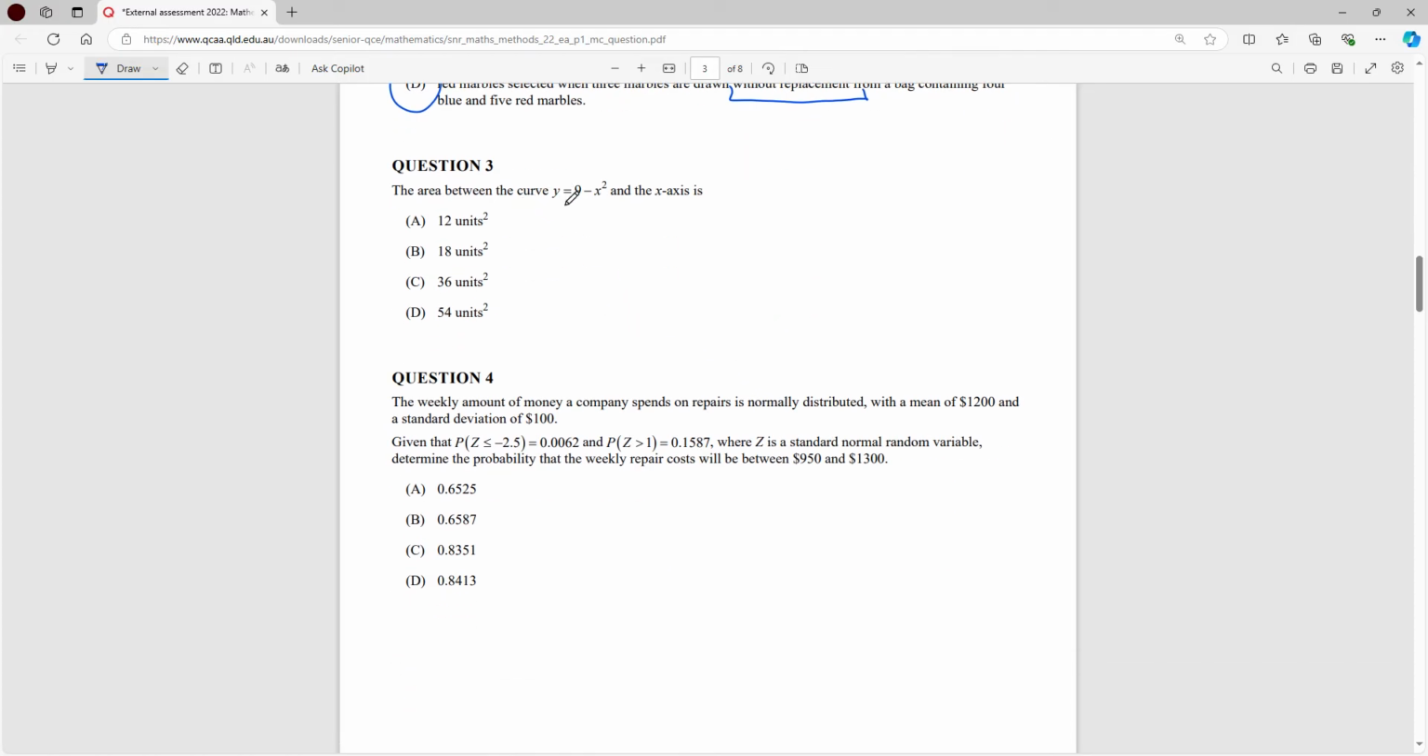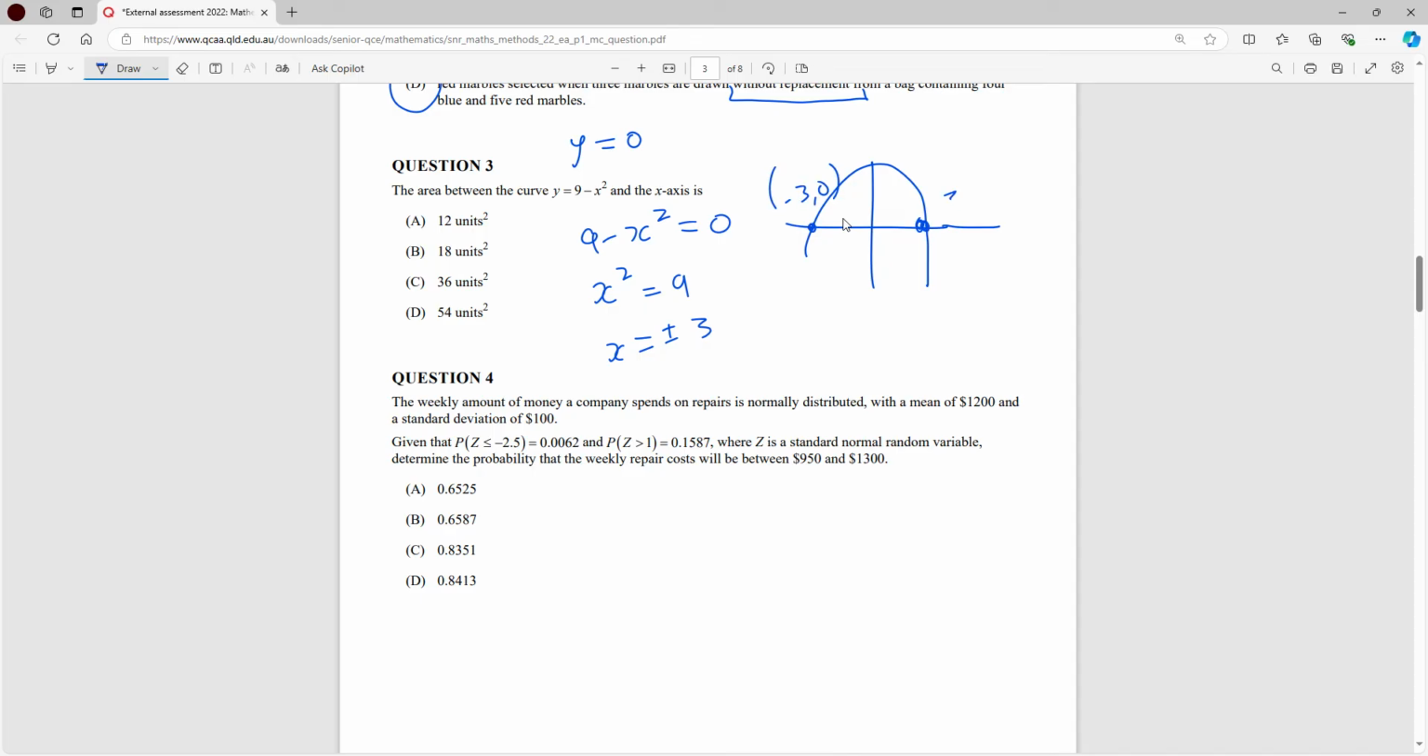The area between the curve y equals 9 minus x squared and the x-axis. So we need to know what this curve looks like. From the previous course in unit 1 and 2, you should know this is a parabola. Okay. Now here, if you set y equal to 0, you'll get 9 minus x squared equals 0. So here you get x squared equals 9. So you get x equals plus or minus 3. So that's that value there, and then that's that value there. Now it says the area between the curve and the x-axis, that's talking about this area here.